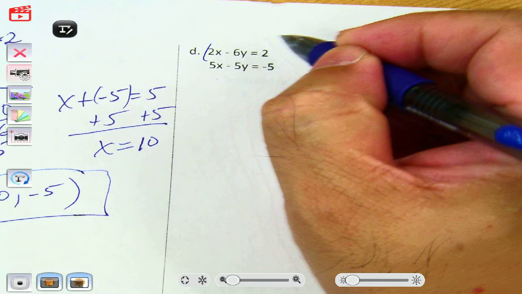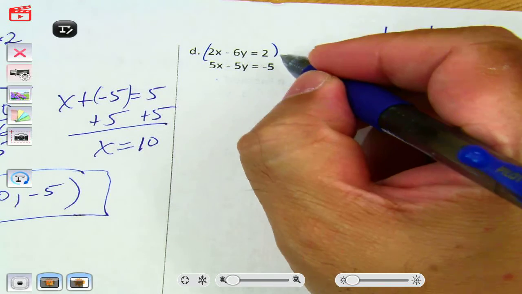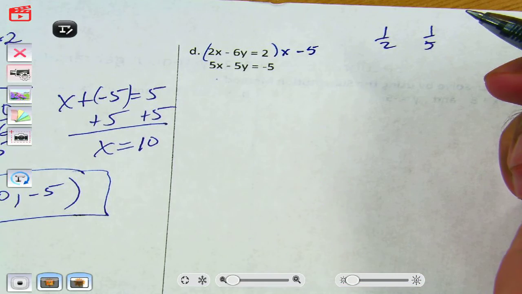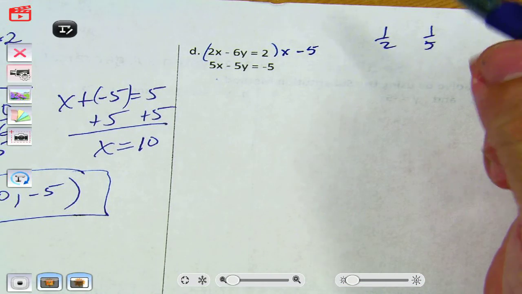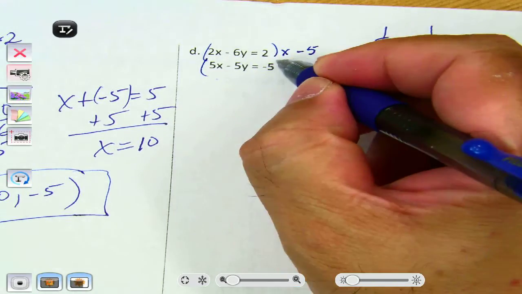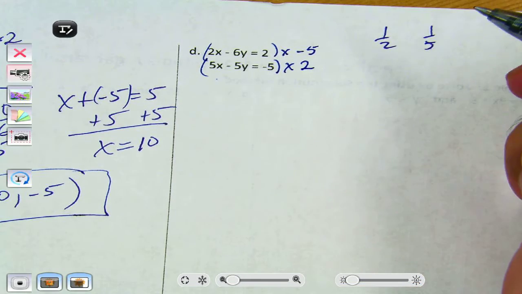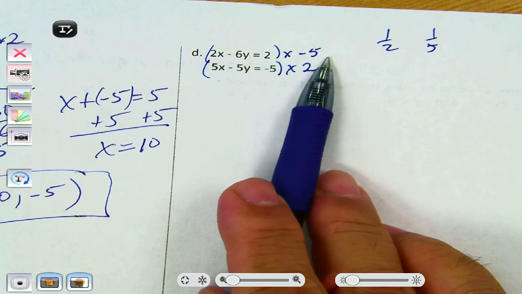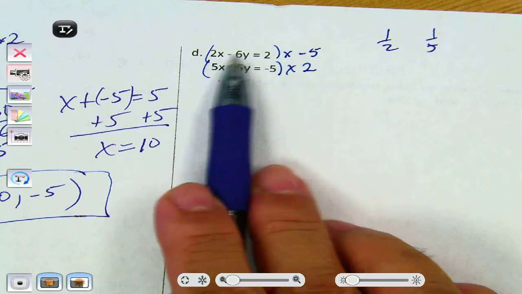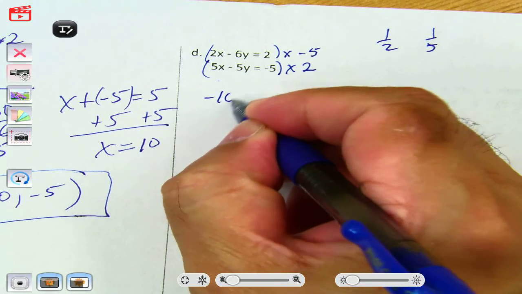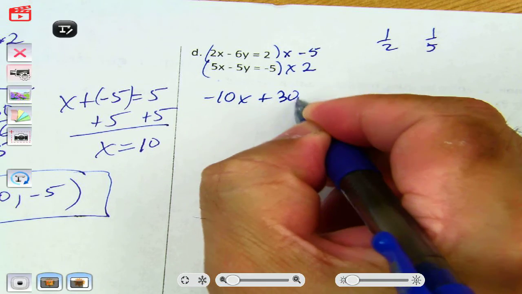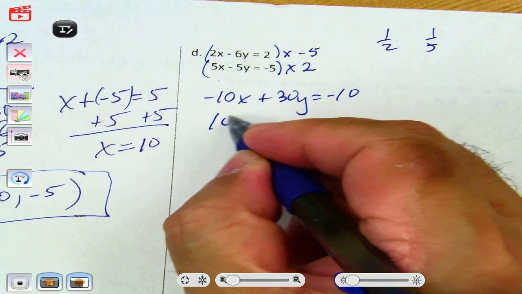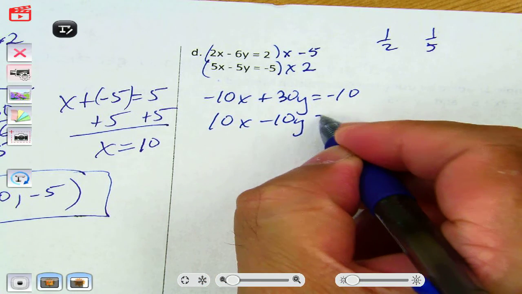So let's do the first one. I'm going to multiply the first one by negative 5, and you're going to multiply the bottom one by 2. That's right. Because right now they have the same sign, and I want them to have different signs. So I'll multiply by negative 5. I get negative 10x plus 30y equals negative 10. And the second equation, 10x minus 10y equals negative 10.